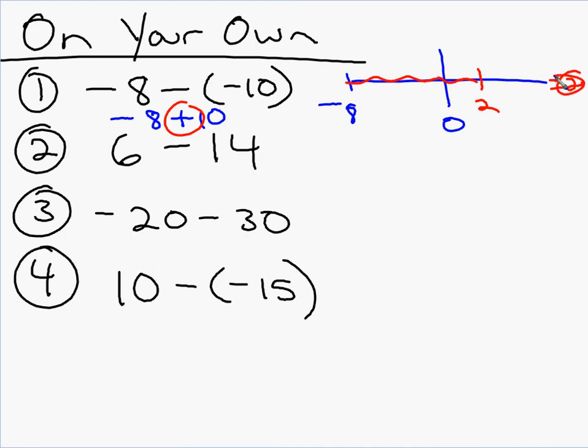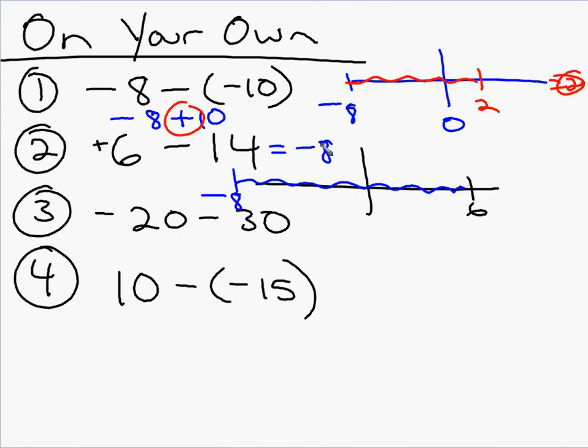The second one does not need to be rewritten. So I have to go to my number line. I'm starting at positive 6. So over here is positive 6. If I have a negative 14, that means I need to go 14 units to the left from the 6. So I'm going to wind up at negative 8. The answer to number 2 was negative 8.